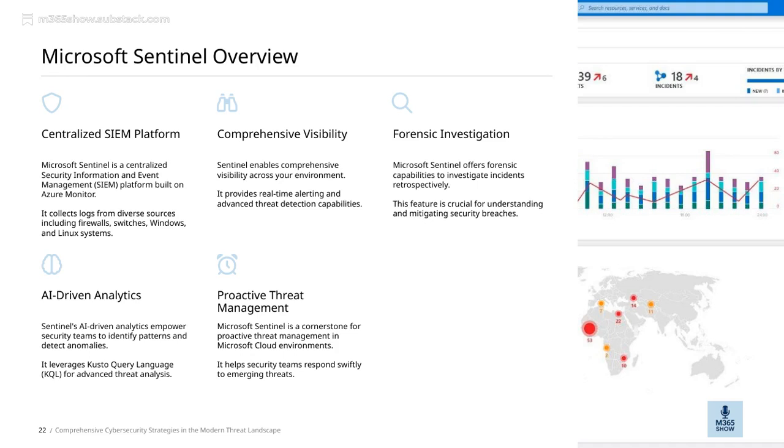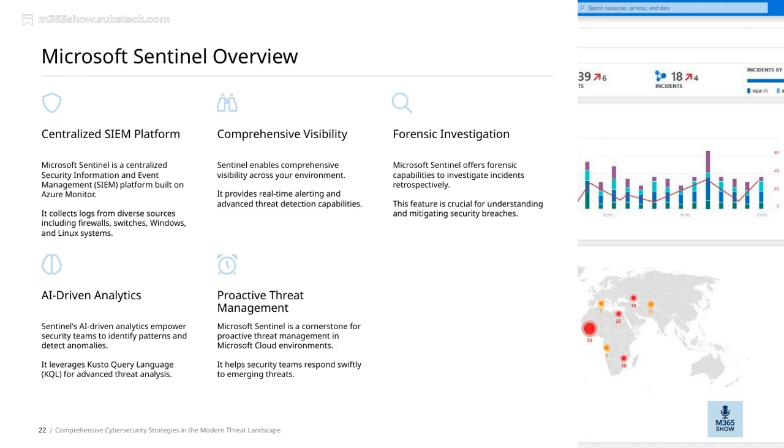Another vital aspect of Sentinel is its forensic capabilities. If an incident occurs, you can investigate retrospectively to understand exactly what happened. This forensic analysis is essential for learning from breaches and strengthening your defenses for the future. Sentinel also provides comprehensive visibility across your entire environment. You get real-time alerts and advanced threat detection features, giving you a clear picture of your security posture at any moment. It's about turning data into actionable insights.